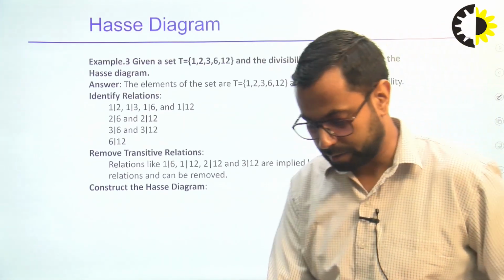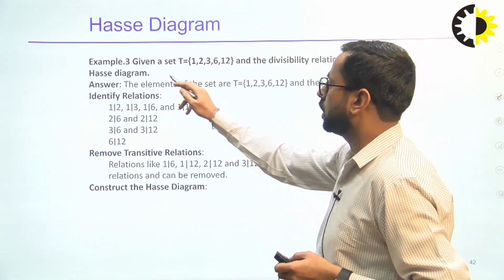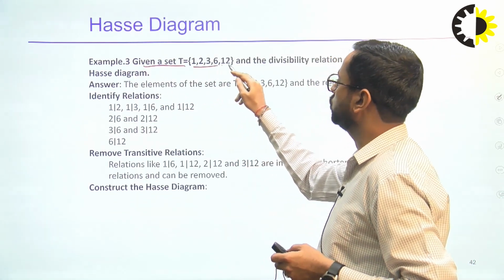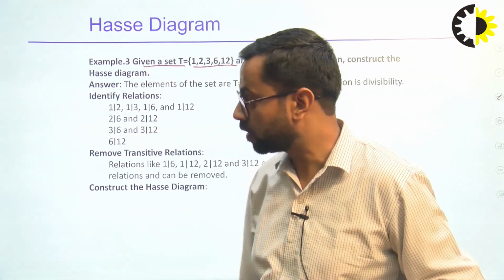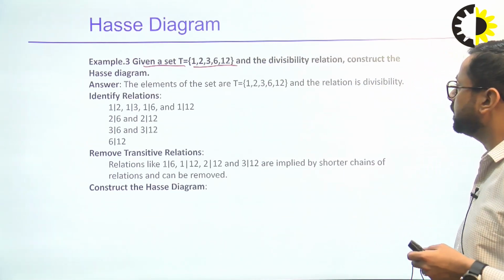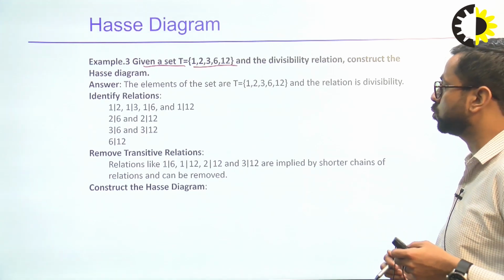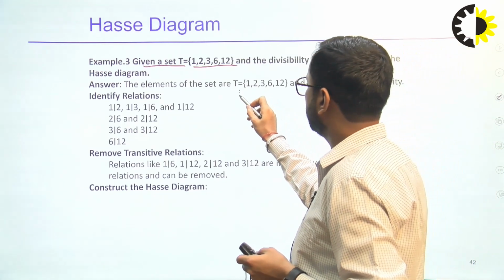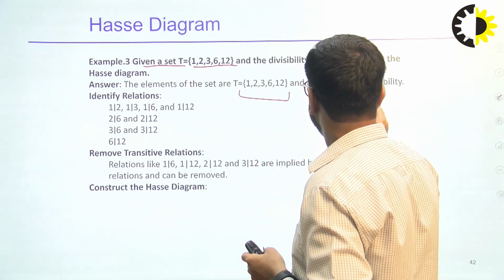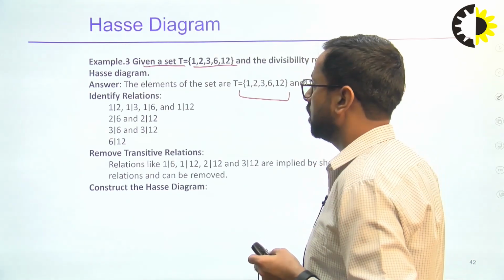So firstly, we take one more question on the Hasse diagram. Let's suppose the given set is 1, 2, 3, 6, 12, and the divisibility relation is mentioned. Construct the Hasse diagram. We know the elements are 1, 2, 3, 6, 12, and the relation is given as the divisibility relation.